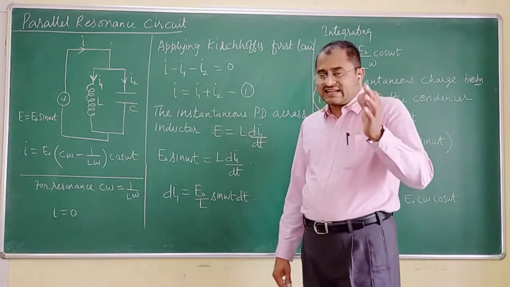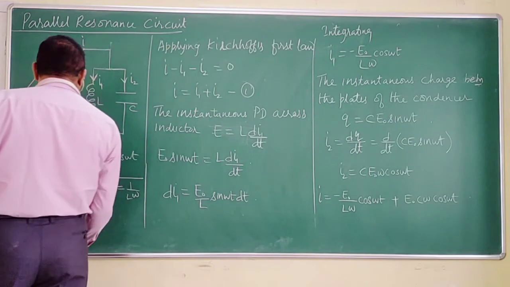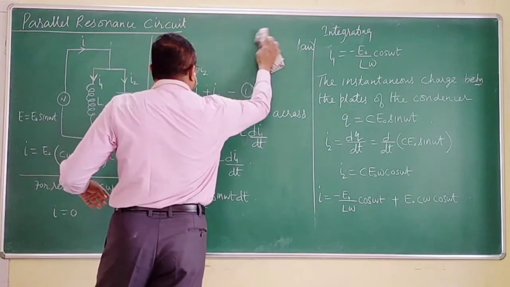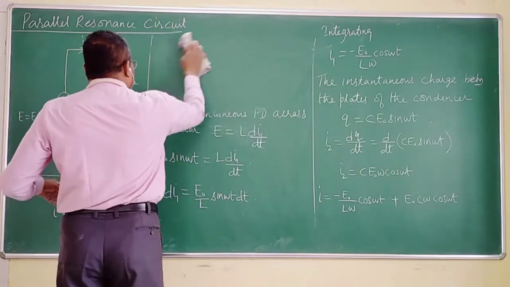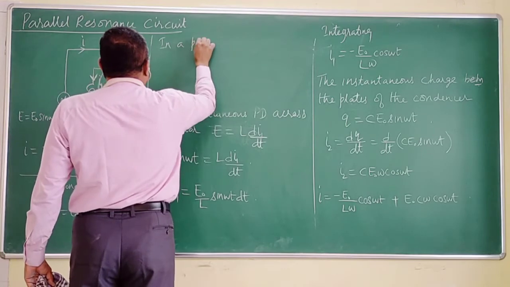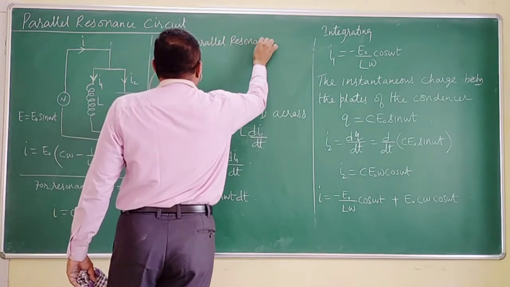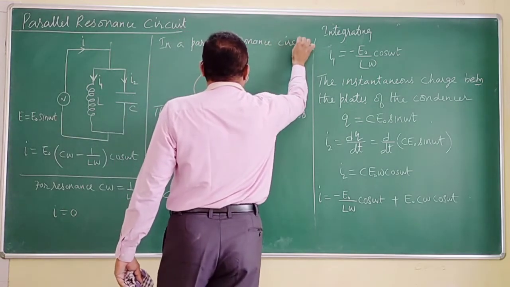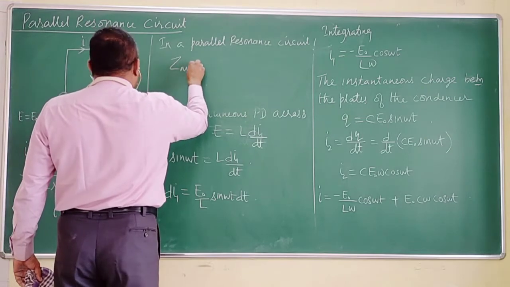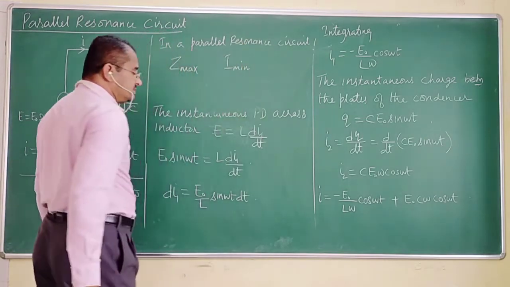In a parallel resonant circuit, impedance becomes maximum. Where shall I write? I will write it here. Okay? In a parallel resonance circuit, impedance becomes maximum. Therefore, current becomes minimum.